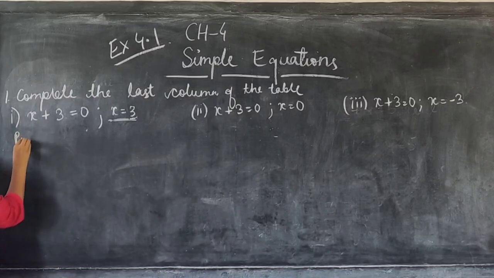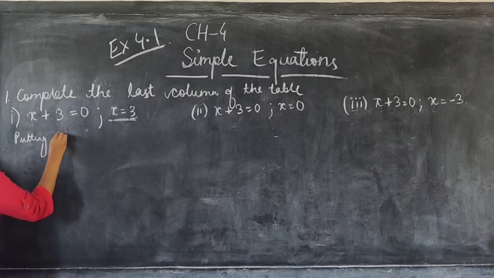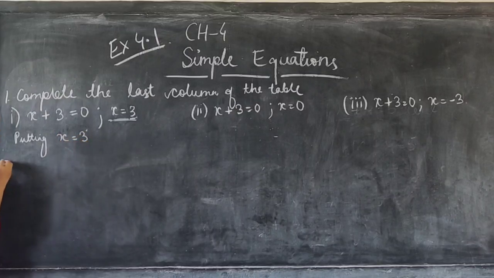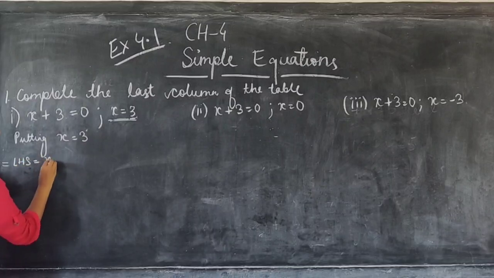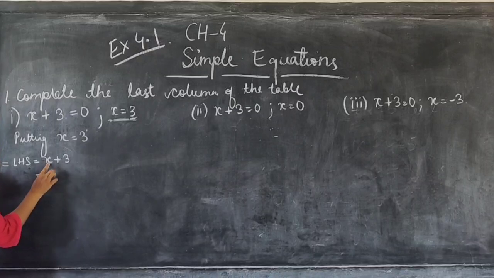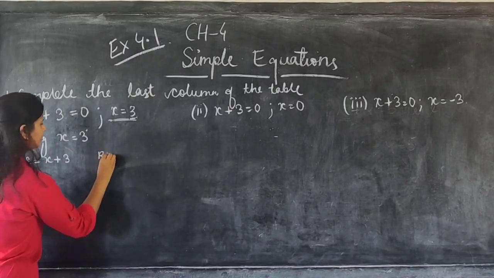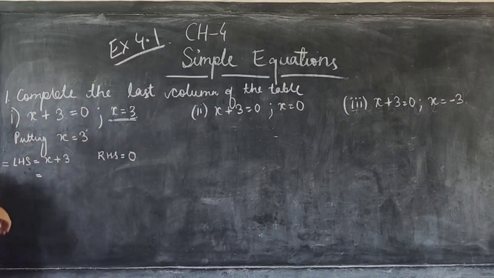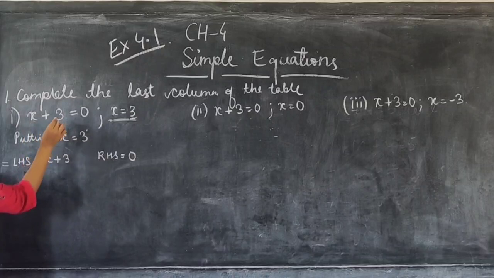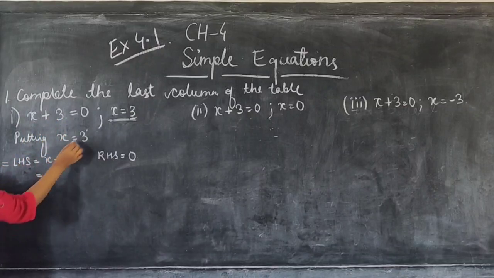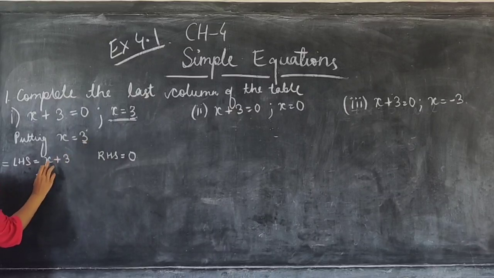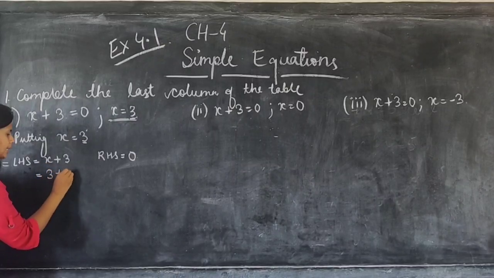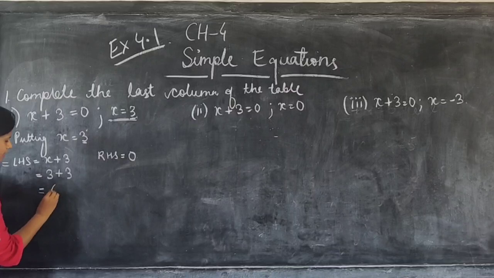Now we will write putting x equals 3. Then this is your left hand side. Write LHS equals x plus 3. Now what is your right hand side? Write RHS equals 0. This is your right hand side and this is your left hand side. So your left hand side is x plus 3. Now what is x? X is equal to 3. So you will put the value of x here. X is here, right? So here you will write 3 plus 3. Now 3 plus 3 is 6.